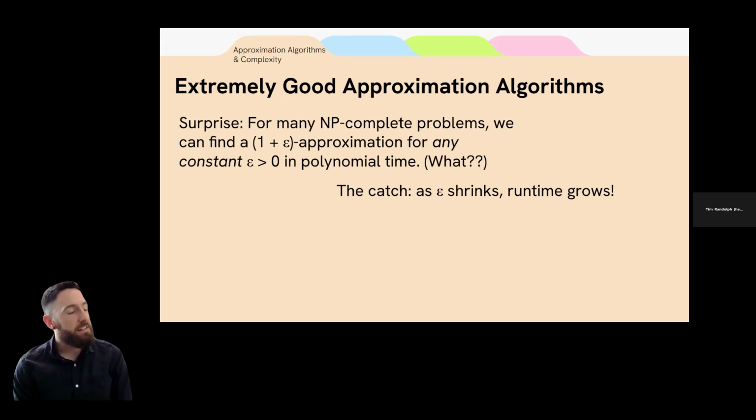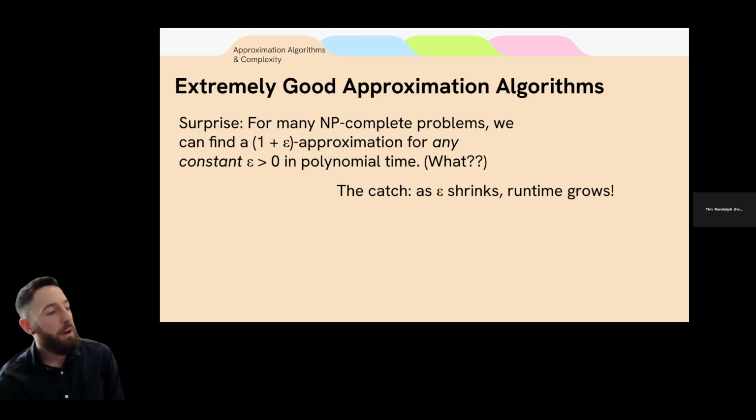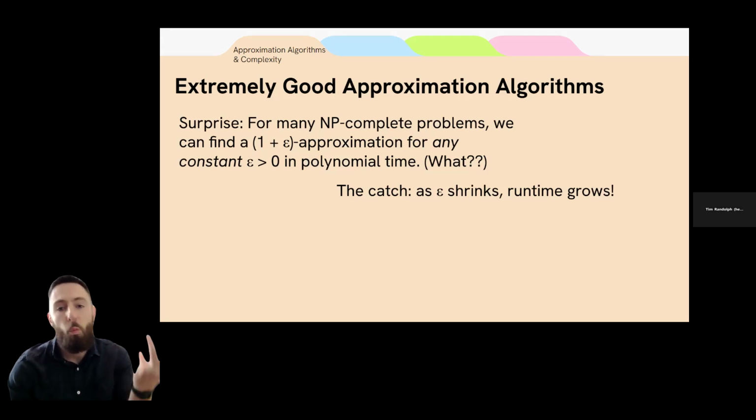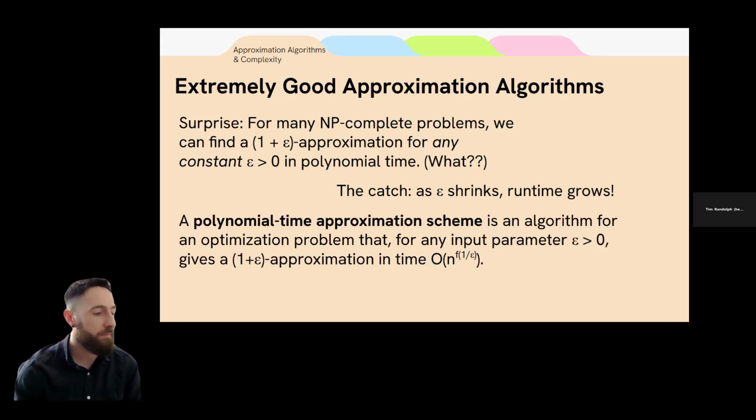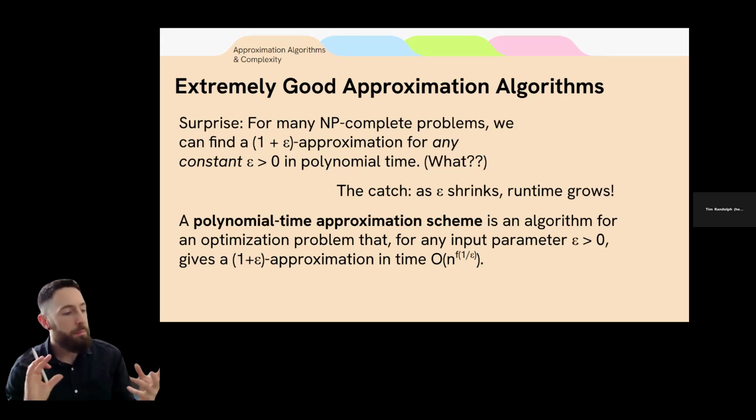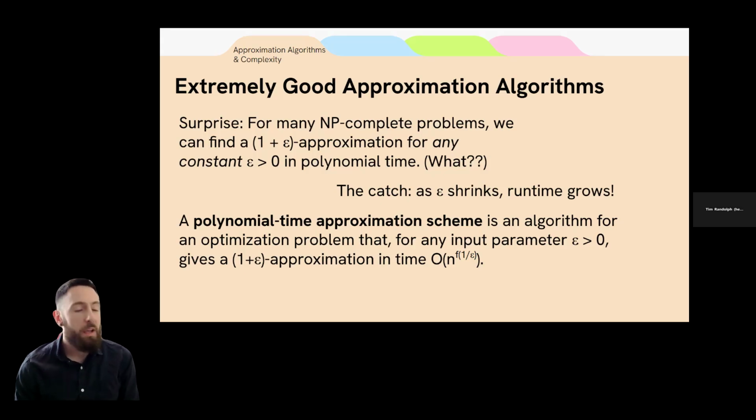And the catch is that fixing epsilon determines how long your algorithm will take to run. So you can get an arbitrarily good approximation factor, but at the same time, the smaller epsilon is, the greater your runtime is. So as you go to that 1.00001 approximation, you're also going to maybe an n to the 1000 time algorithm. So formally, we call this a polynomial time approximation scheme. And this is some algorithm which takes as input this parameter epsilon and gives you a 1 plus epsilon approximation in time n to some function of 1 over epsilon.